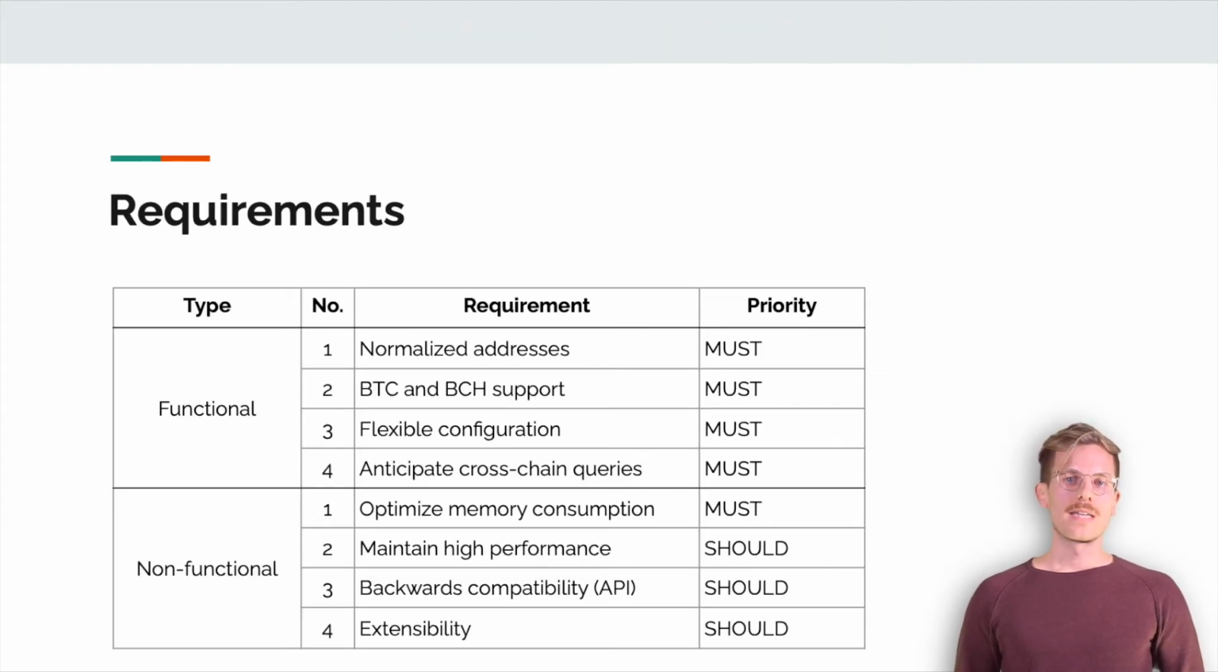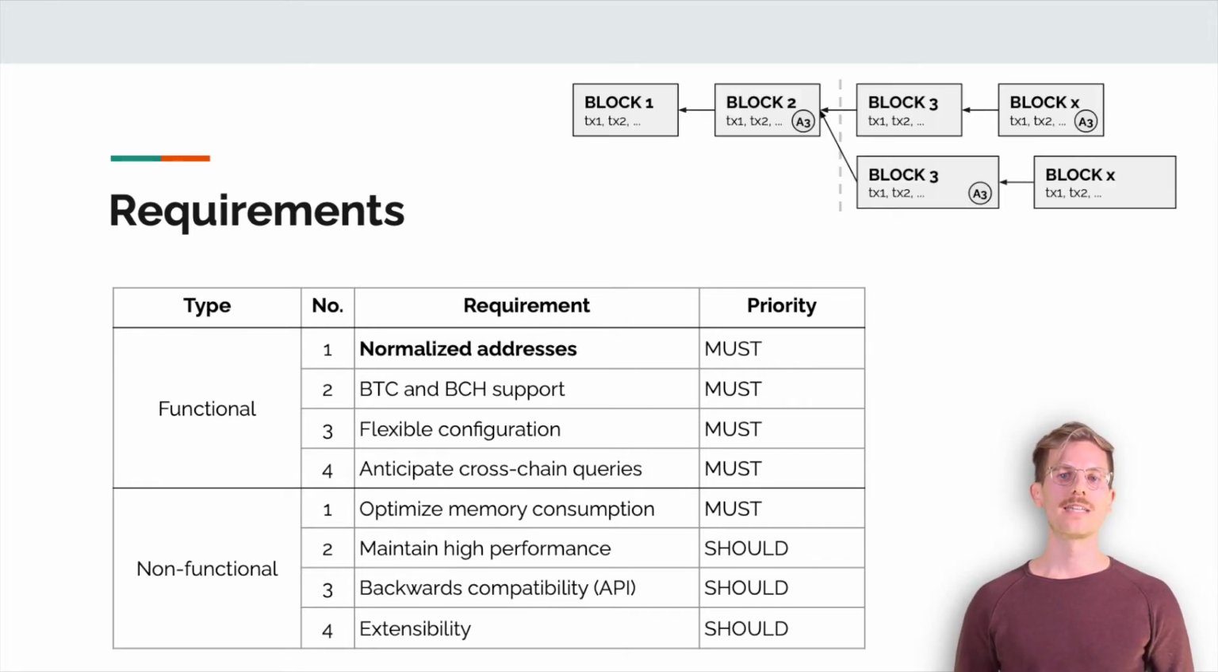I started by gathering a list of requirements. Let me briefly cover some of them. A major goal was to provide the user with normalized addresses. An address in a blockchain system is similar to a bank account in the traditional banking system. We wanted to deduplicate addresses across chains such that the analyst can study the usage and the activity of the same addresses across chains. Further, we wanted to support Bitcoin and Bitcoin Cash.